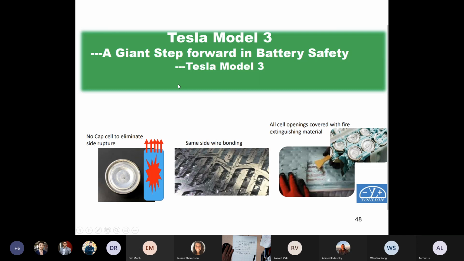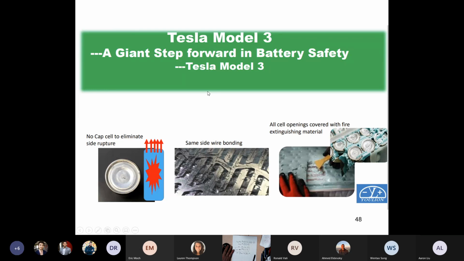So at his company, they took a Model 3 apart, extracted the modules and took a careful look inside to see what was being done. And this is what people are doing all the time. They're engineering the battery packs to be more and more safe.